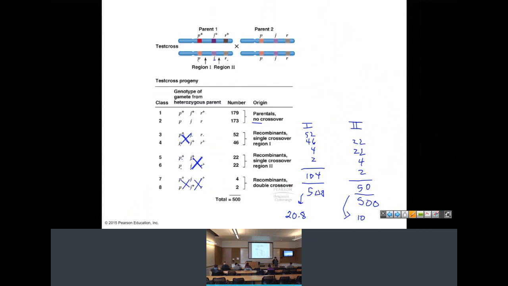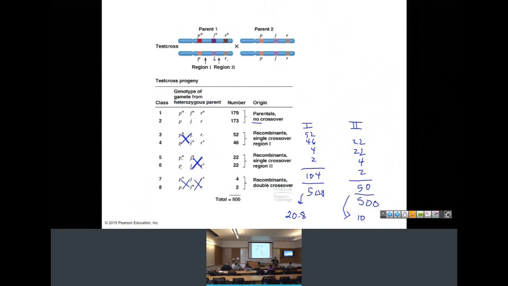So if I give you numbers, you could do it, but I'm not giving you numbers. I just want you to understand the steps. First step is the null hypothesis. Do the 3-point test cross. Use the chi-squared analysis to see if there is a statistical difference between observed and expected.